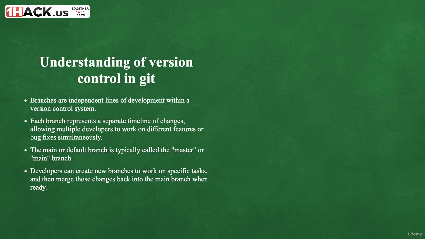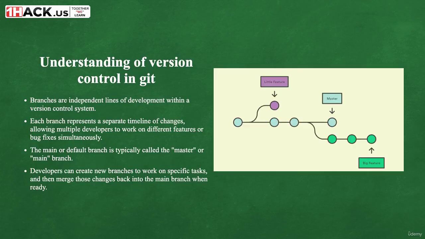Let's start by understanding what branches are in the context of version control systems. Branches are independent lines of development within a version control system, such as Git. Each branch represents a separate timeline of changes, allowing multiple developers to work on different features or bug fixes simultaneously without interfering with the main codebase. The main or default branch is typically called the master or main branch. This is where the stable and production-ready code is maintained.